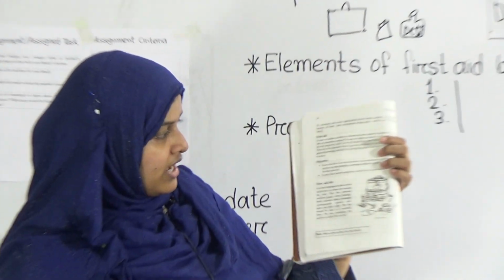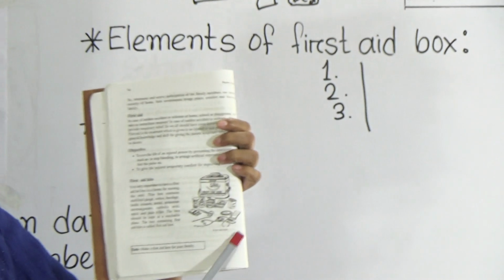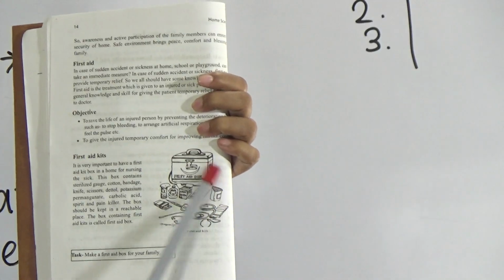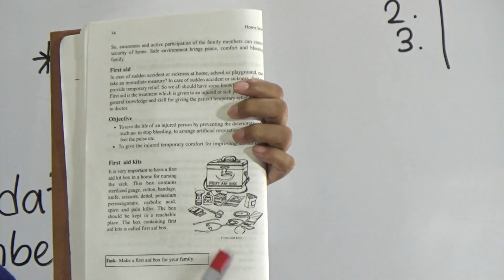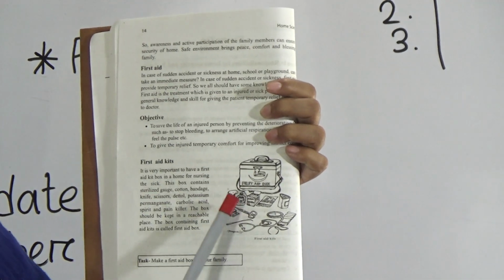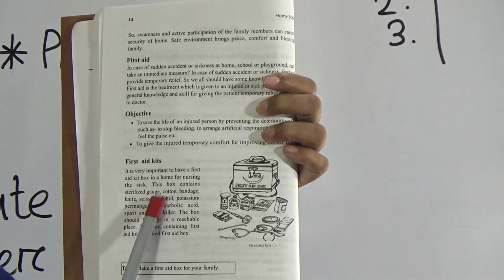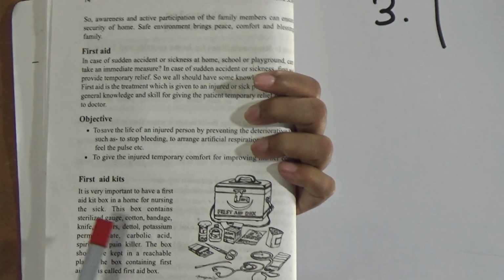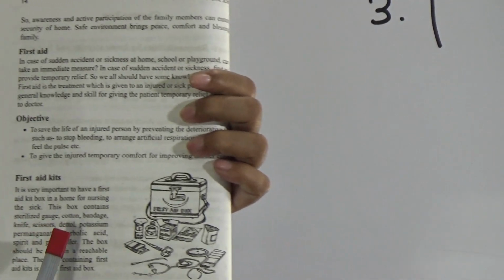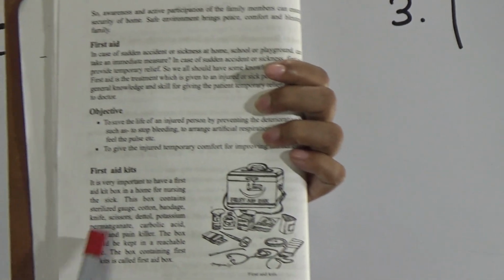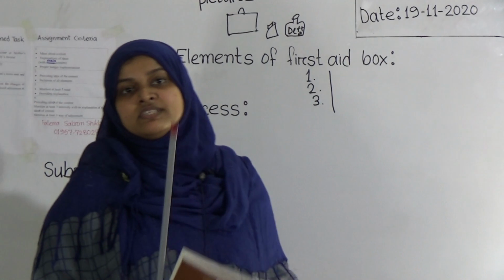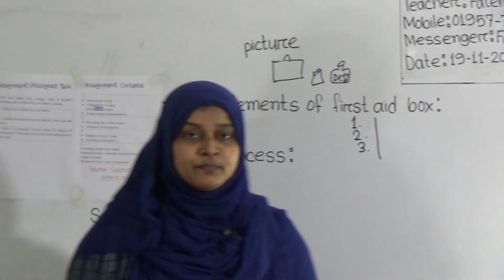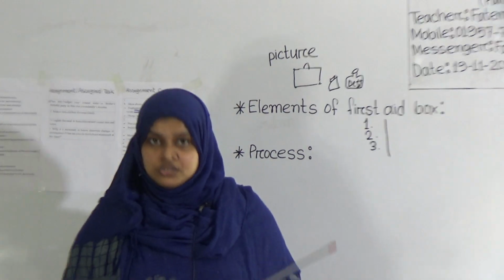So you have to draw a picture like this. Students, you have to draw a picture like this at first, and then you have to write the names of the elements. Here you can get the elements: cotton, bandage, knives, scissors, Dettol, potassium permanganate, carbolic acid, spirit, and painkiller. Like this, you have to mention the names of the elements, and you have to draw, and then you have to write the process. This is for question 2.